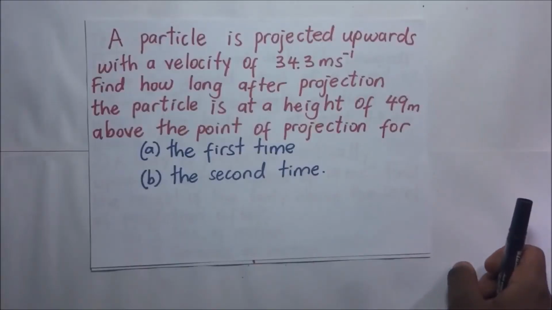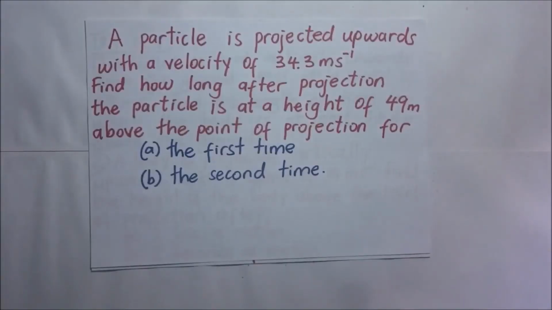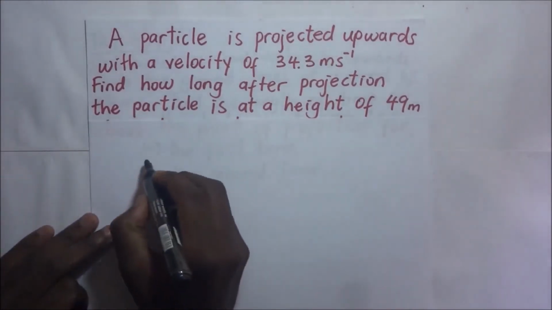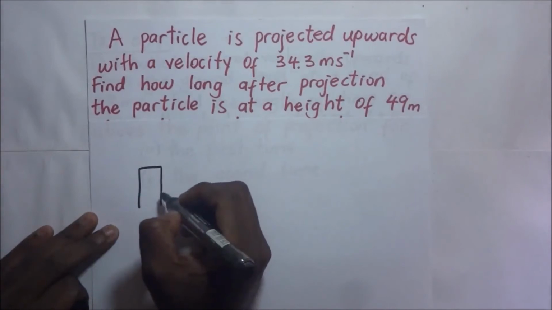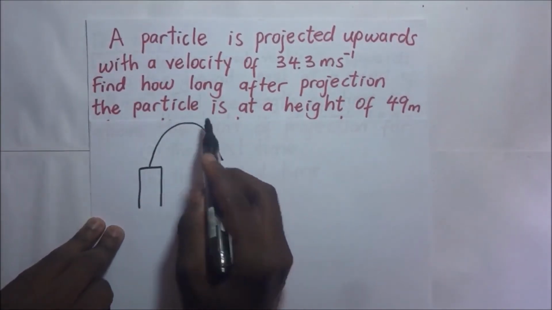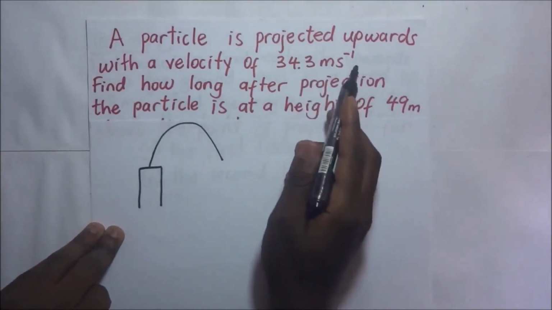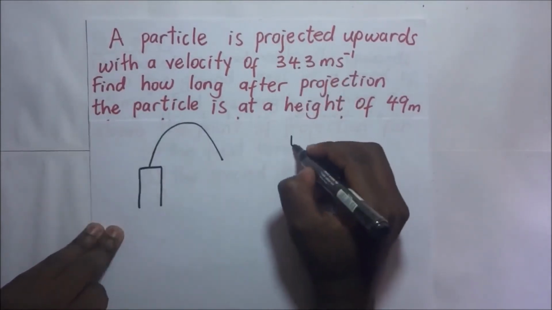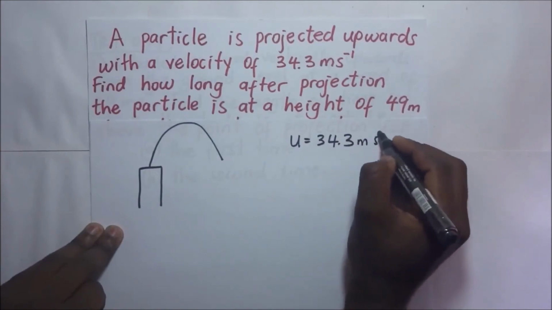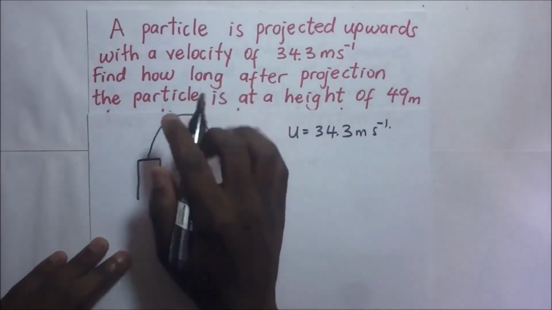So a particle is projected upwards with a velocity of 34.3 meters per second. Find how long after projection the particle is at a height of 49 meters above the point of projection, for the first time and for the second time. So we'll summarize our question again. The particle is projected upwards with a velocity of 34.3 meters per second. So our initial velocity here is 34.3 meters per second.